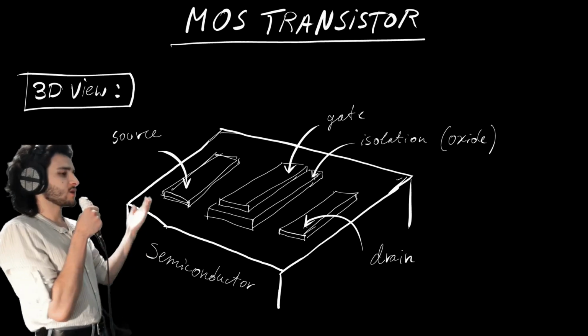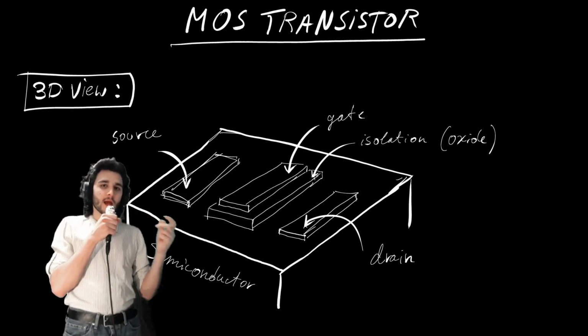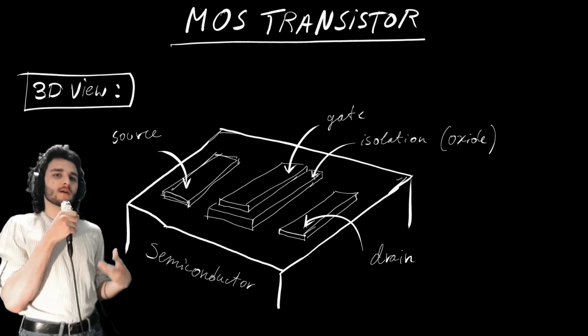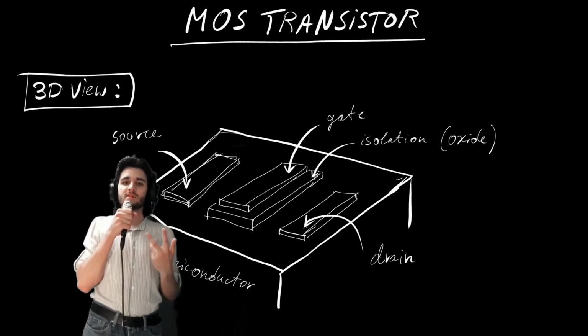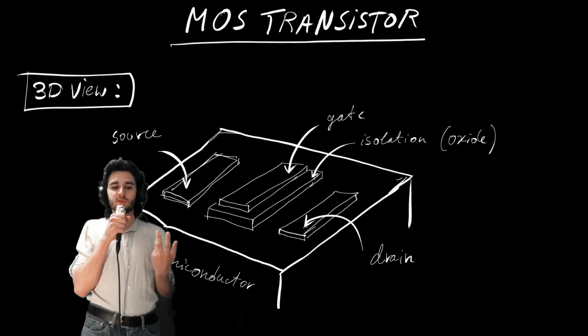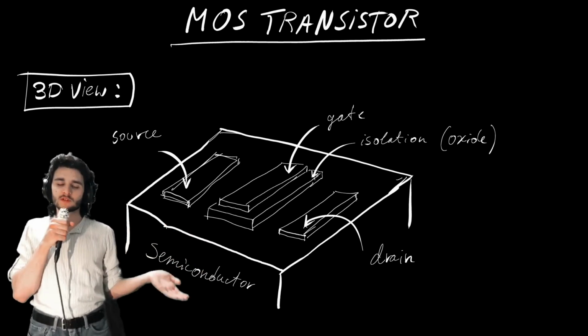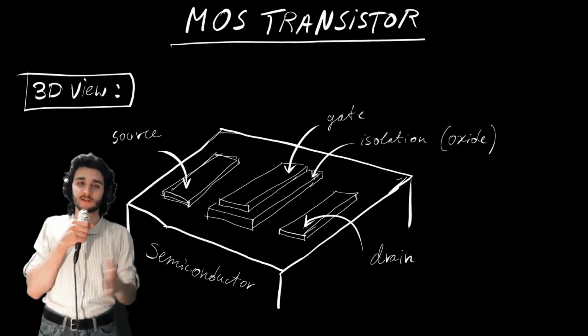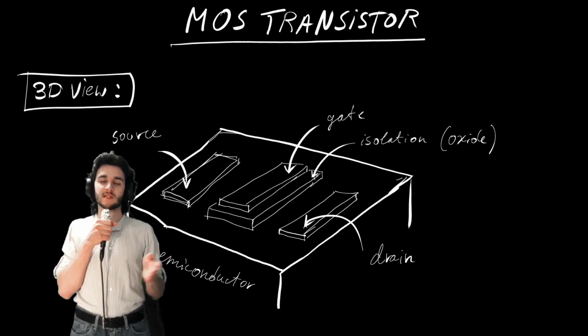So here you have a drawing that I made by hand for you. So we have a source, gate and drain, which are the three usual pins of a transistor. So this is pretty standard. The source is the input, the drain is the output, and the gate is the pin that controls the flow of the electricity, of the current.